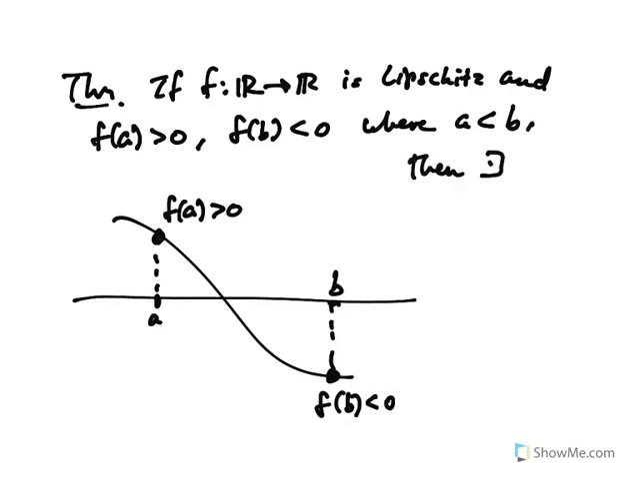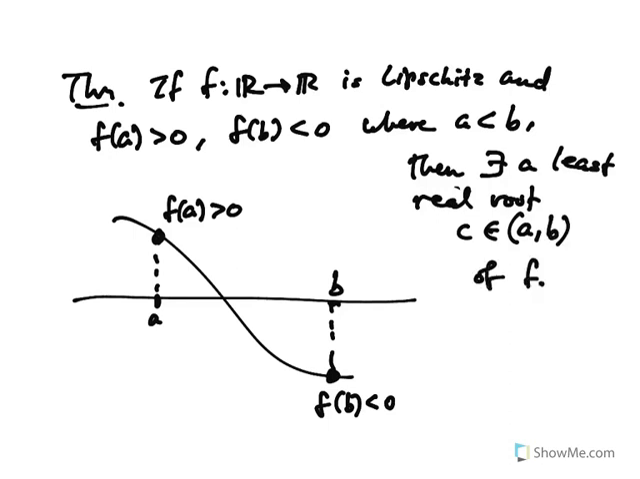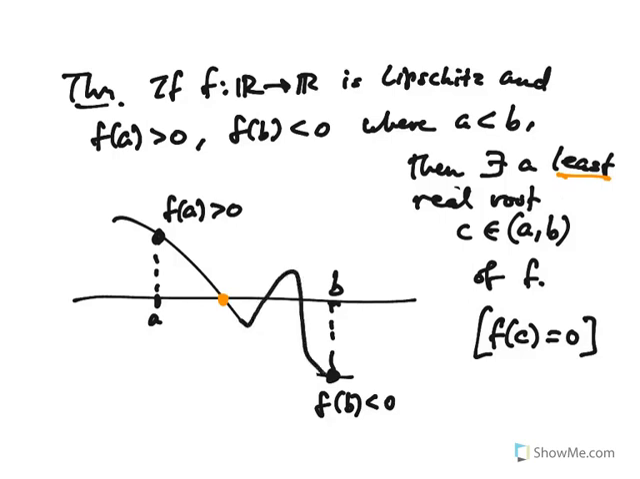Okay, then the claim is that there exists a leftmost or least real root, let's call it c, between a and b, in the open interval between a and b of f. So by a root, I just mean that f of c is 0. But it's least among all roots, at least all roots in that interval. So there may be several roots. See, the graph could look like this, right? Whatever. So there may actually be several roots, even an infinite number potentially in that interval, but there is at least one. And that's what we're looking for. That's going to be called c.